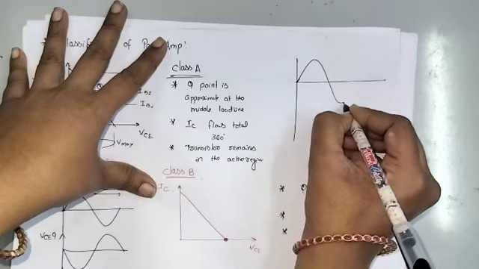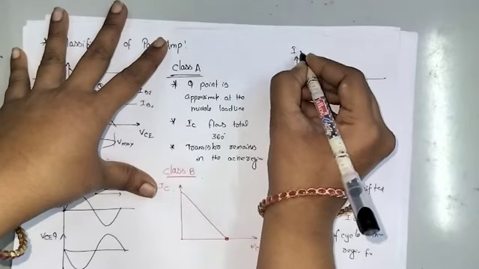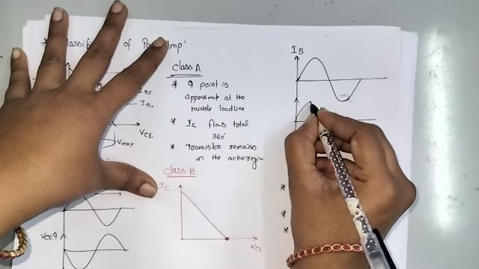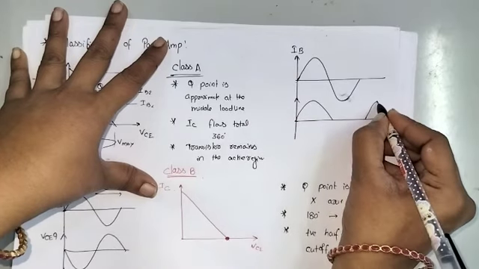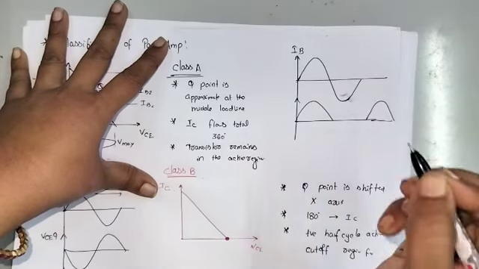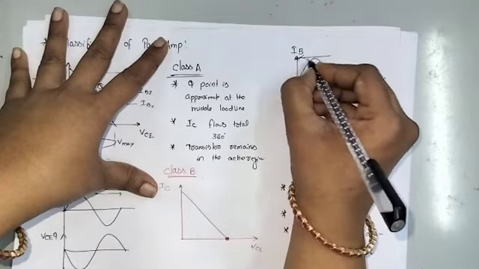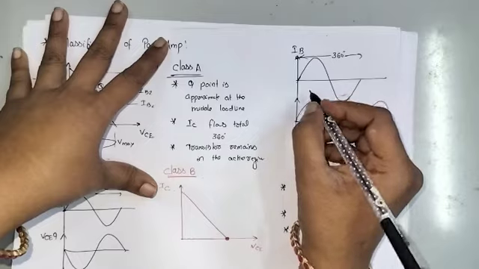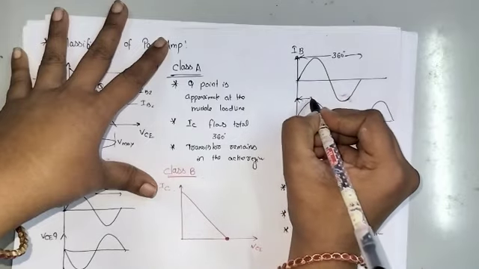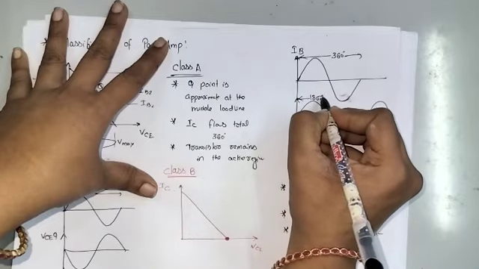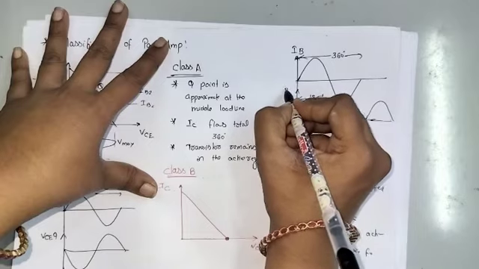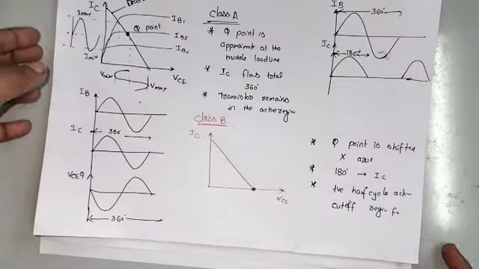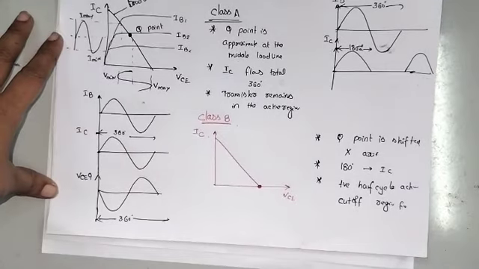The diagrams are here for this waveform. This is the input cycle IB. For IC, only for the positive cycle does the transistor remain in the active region, so we get only 180 degrees of output. This is the 360 degrees, and here we get only 180 degrees of output. The IC current flows only for 180 degrees. That is for the class B power amplifier.